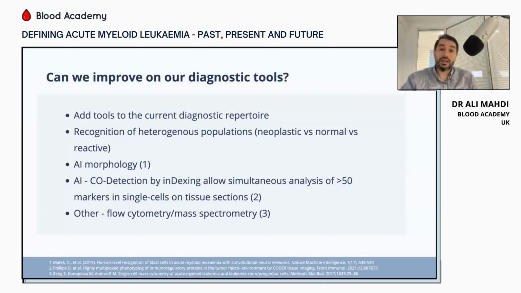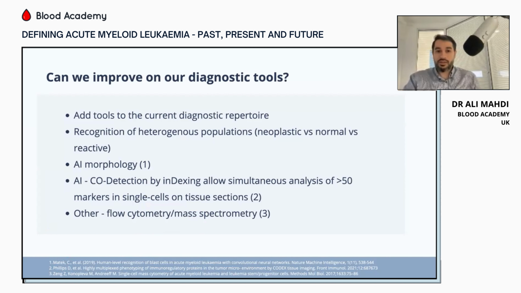So even using tissue samples cut in different layers, you can actually analyze not just the malignant population, but the cellular matrix which houses them, which almost certainly has a part to play in how these leukemias develop. Again, using artificial intelligence. And I've highlighted some key references if you do want to have a look into further detail as to what the future may look like.